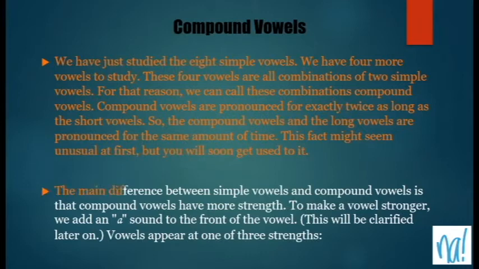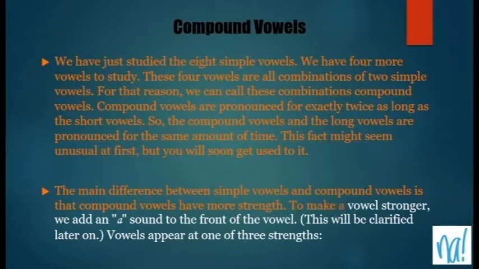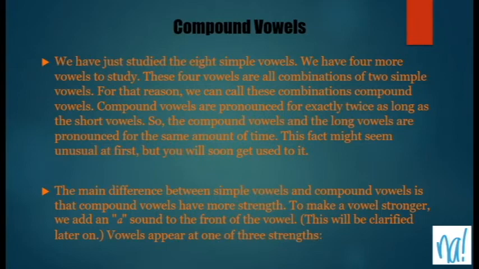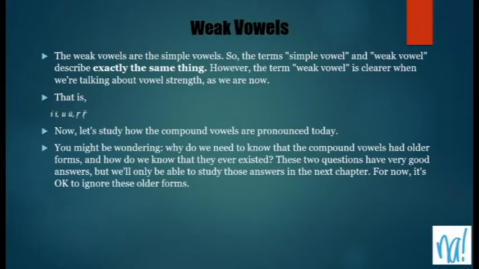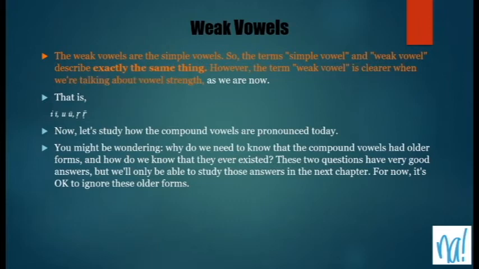The main difference between simple vowels and compound vowels is that compound vowels have more strength. To make a vowel stronger, we add an sound to the front of the vowel. This will be clarified later on. Vowels appear at one of 3 strengths. Weak vowels. The weak vowels are the simple vowels. So, the terms simple vowel and weak vowel describe exactly the same thing. However, the term weak vowel is clearer when we're talking about vowel strength, as we are now.